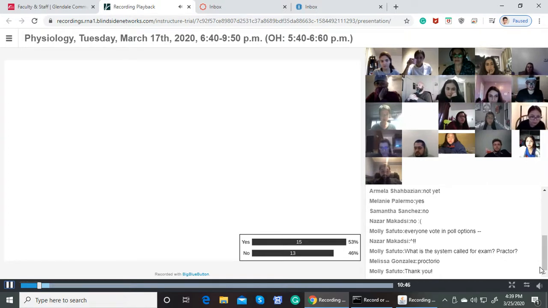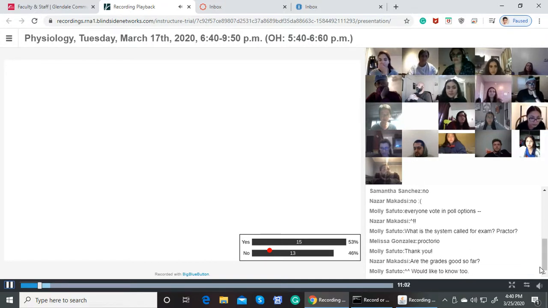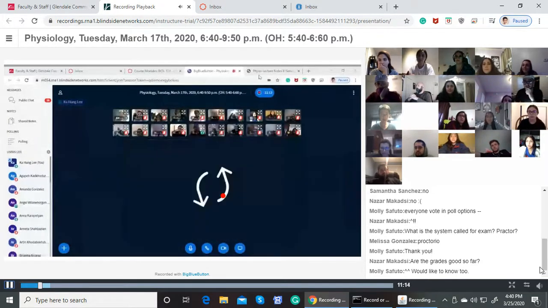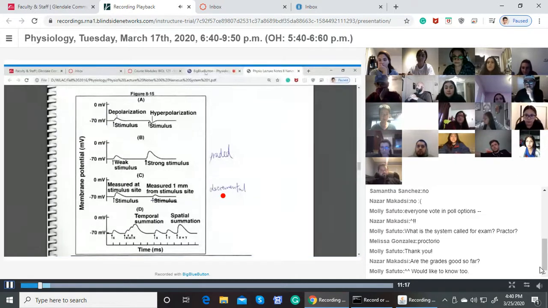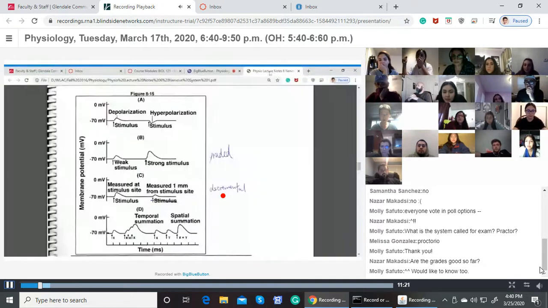There's so much sound here. Someone is trying to activate it. Okay, let me see if I can share my screen. Application window, share application window, big blue button, share. Can you see my screen? Yes. All right, okay, good.